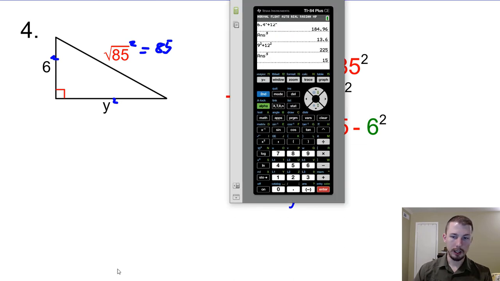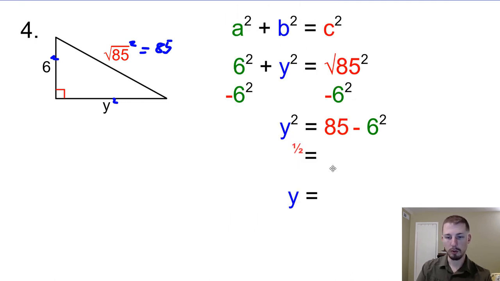I'm going to plug that in the calculator. We have 85, and 6 squared is 36, right? So 85 minus 36 is 49, and then we take the square root of that, which is a perfect square, so you should probably be able to do it in your head. So y squared is equal to 49, we take the square root of both sides, and that leaves us with y is equal to 7, which should be on your answer bank.